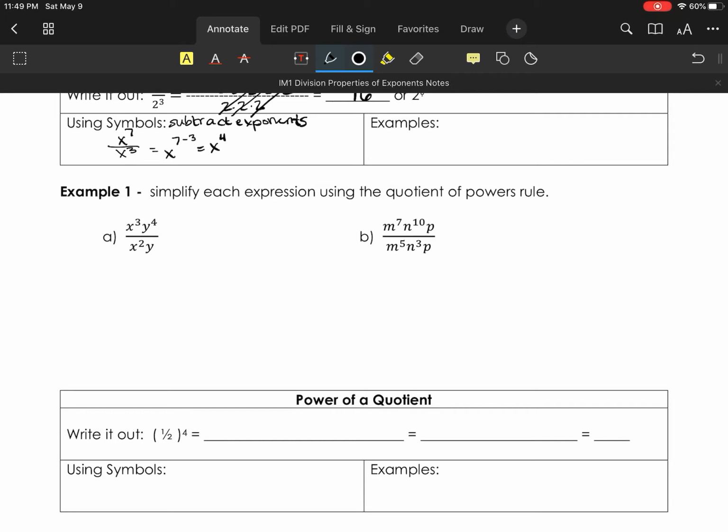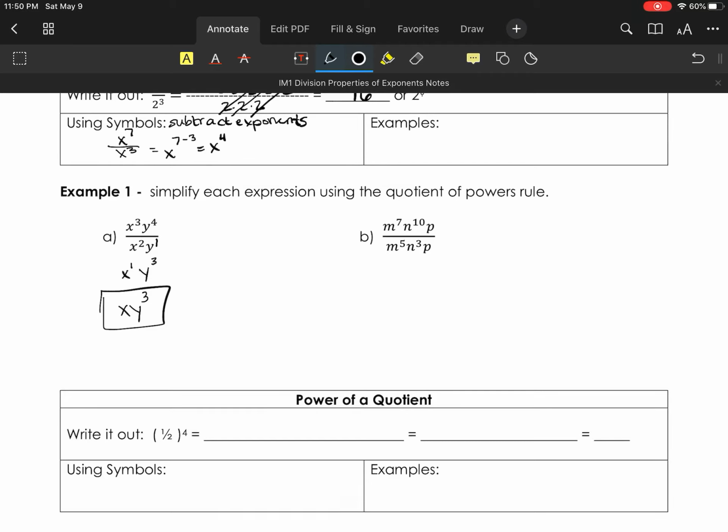All right, let's do some examples. So example 1, you have x to the 3rd, y to the 4th, over x squared y. And you only do these properties with the like terms, just like we did with the multiplication ones, okay? So x to the 3rd over x squared, I'm going to subtract those two exponents. 3 minus 2 is 1. So I have x to the 1st. Y to the 4th over y, it might help you to write that little 1 in there. Y to the 4th over y to the 1st, 4 minus 1 is 3, so I have y to the 3rd. And you can just write that as x y to the 3rd as shorthand if you'd like, and that's your answer.